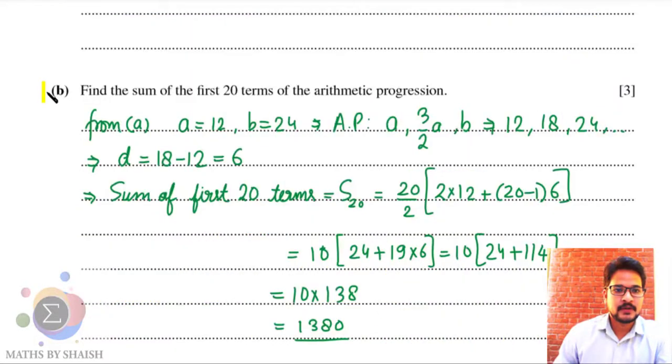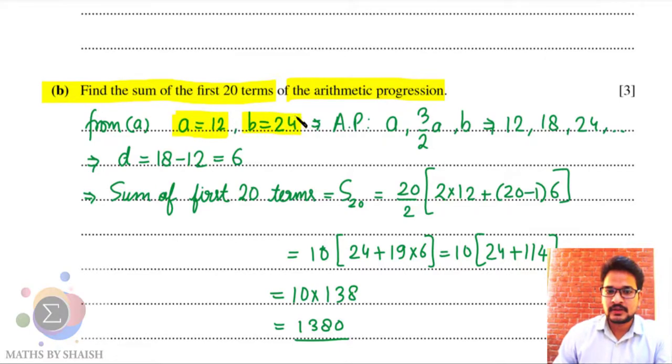Now here's the B part. Find the sum of the first 20 terms of the arithmetic progression. From the first part, we have seen A is 12, so the first term is 12, and B is 24, but we require the common difference. If we see the AP, the arithmetic progression, it is A, 3 by 2 A and B, that is 12, 18, 24. So we can see from here the common difference is 6.